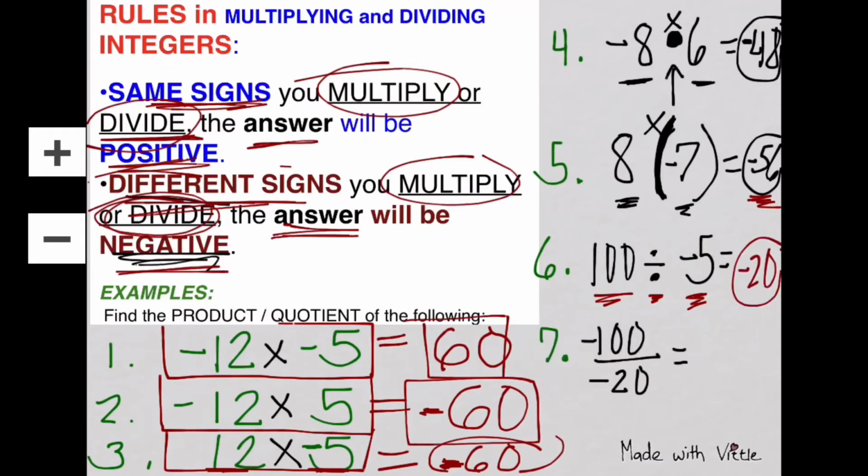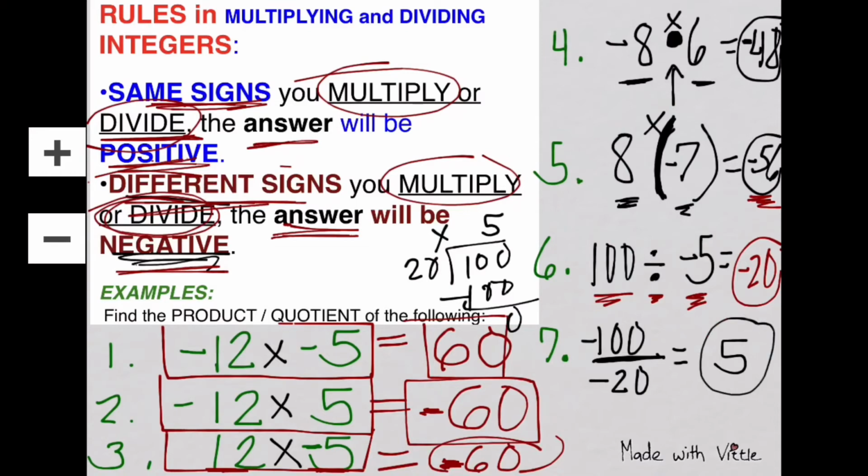Okay, look at the next example. It says negative 100 over negative 20. And this is like a fraction, and you know that a fraction indicates division. We can divide top and bottom. You divide 100 by 20, and you know that's going to be 5. 5 times 20 is 100. Therefore, our final answer is positive 5. Why? Because they are of the same signs.